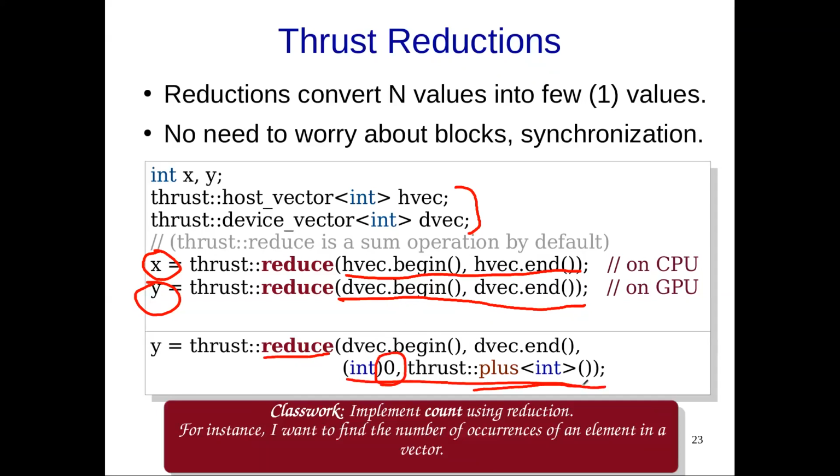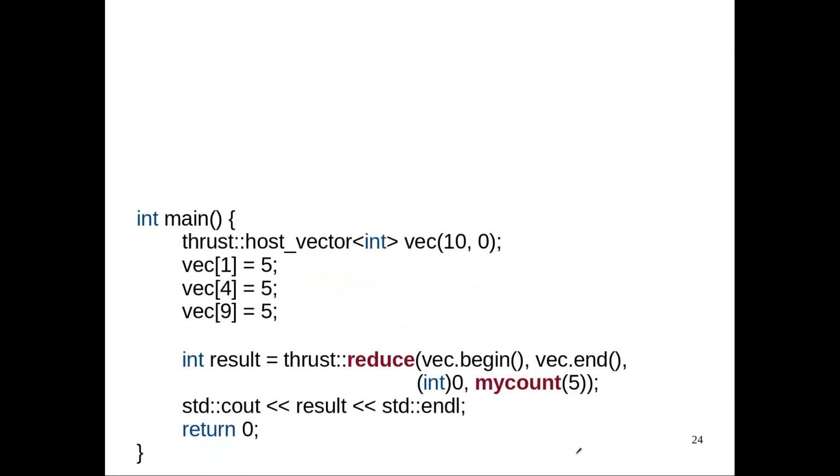Right? For example, if I want to implement my own count function using reduction, where I want to count the number of occurrences of an element inside a vector, I can do it this way, where I can call a thrust reduce on a vector dot begin dot end. I start from 0 because that is the default value initially. I call my count of 5, where 5 is the element that I want to search inside a vector. And I just print that result because that is the return value.